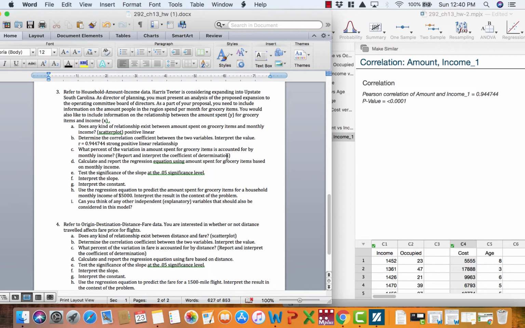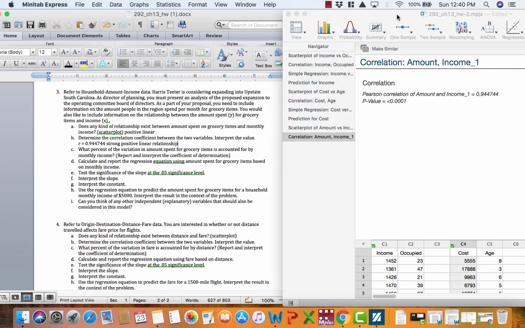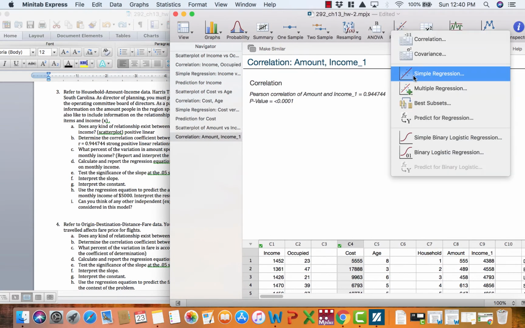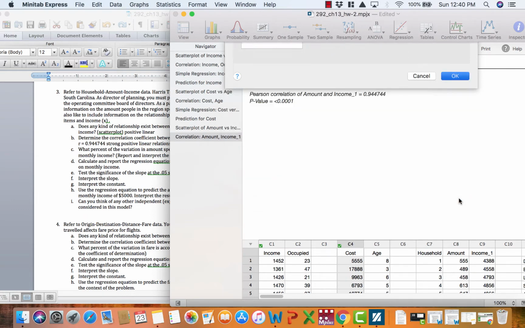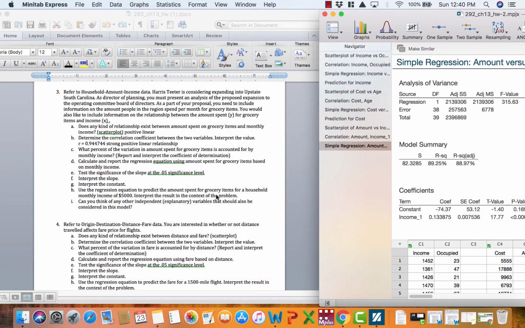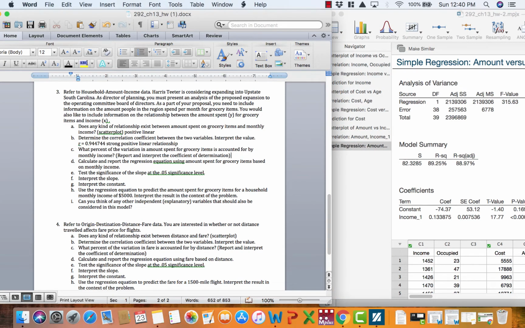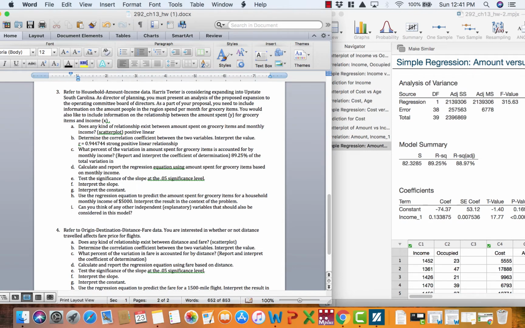All right, what percent of the variation in amount spent for groceries is accounted for by monthly income? Again, we want that coefficient of determination, or R squared. So we need to go into regression, simple regression. Amount is our Y and income is our X. We can see our R squared here of 89.25%. So we have 89.25% of the total variation in amount spent on groceries is explained by monthly income.